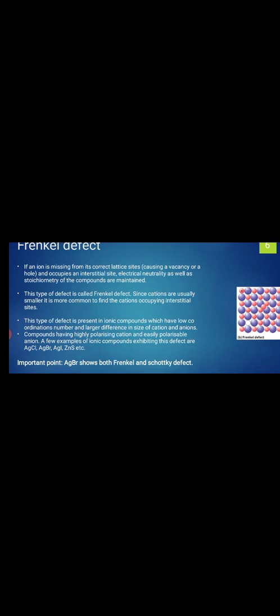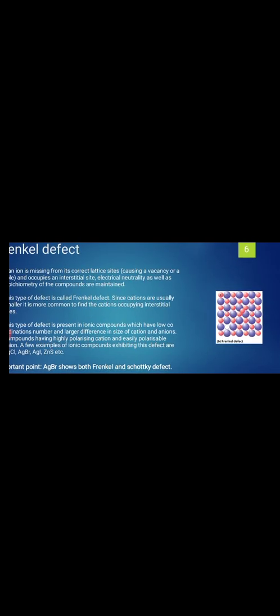Frankel defect. If an ion is missing from the correct lattice site causing a vacancy or a hole and occupies an interstitial site, electrical neutrality as well as stoichiometry of the compound are maintained. Here what happened? In Frankel defect, one of the ions or molecules or atoms is missing from its original position, but it appears somewhere in the crystal lattice.